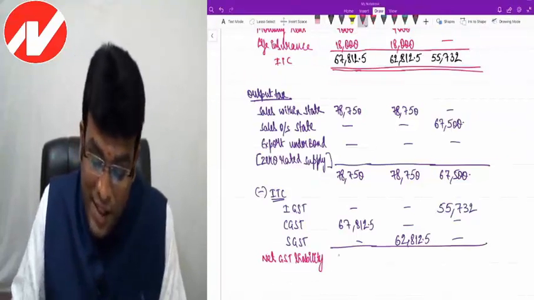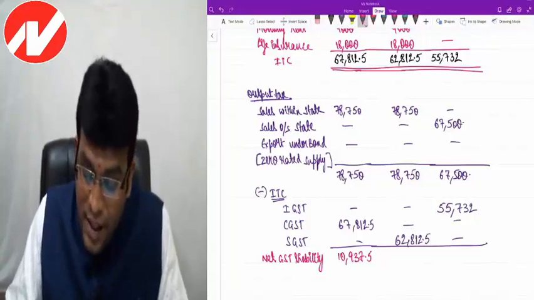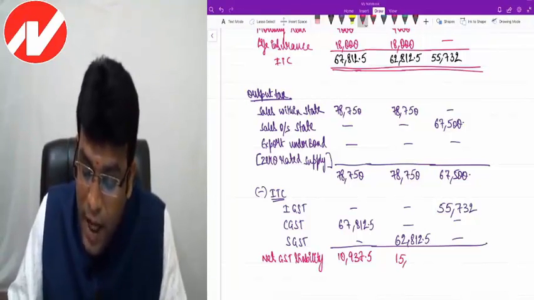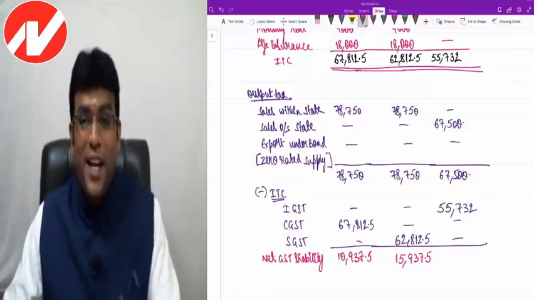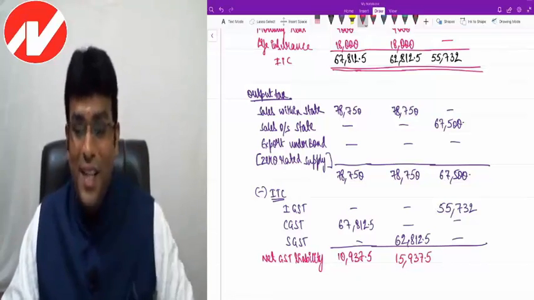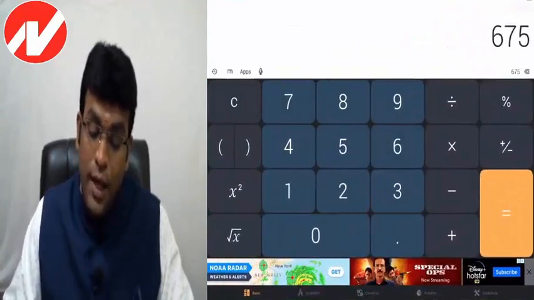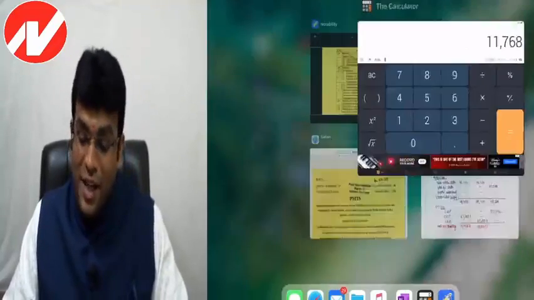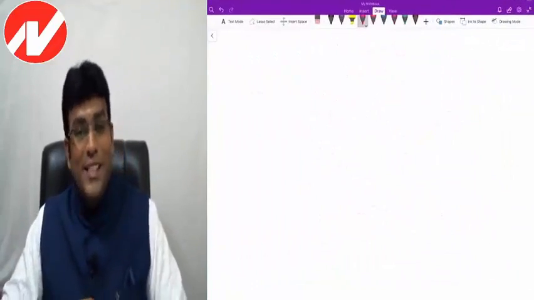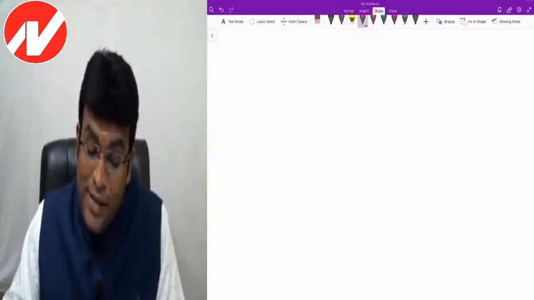So my net GST liability is 10,937.5. And if this is 10,937.5, this becomes 15,937.5 because input tax credit is 5,000 less. Last one, 67,500 minus 55,732. That comes to 11,768.